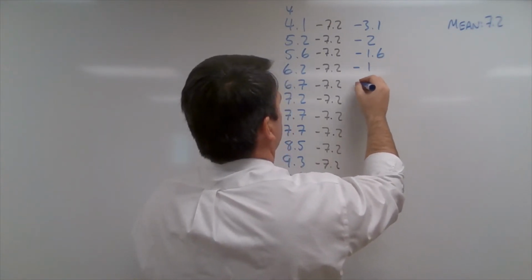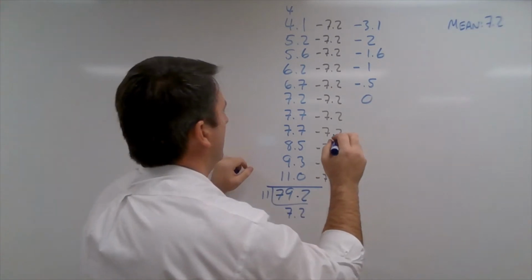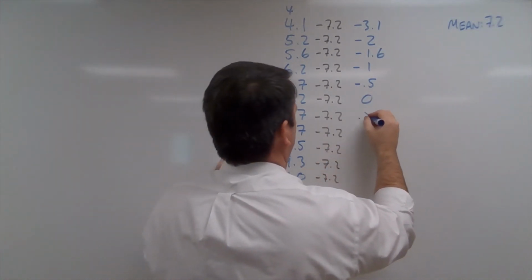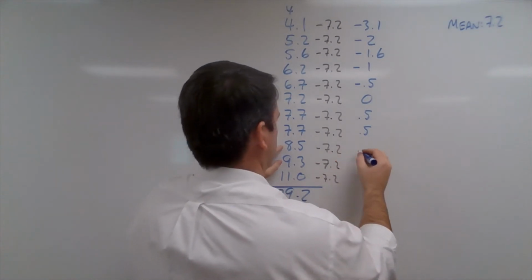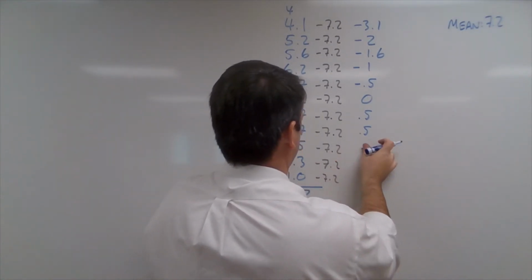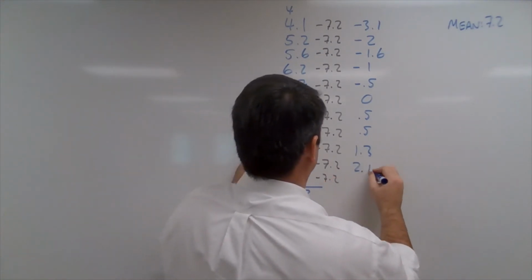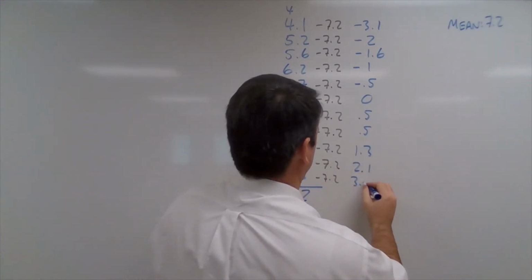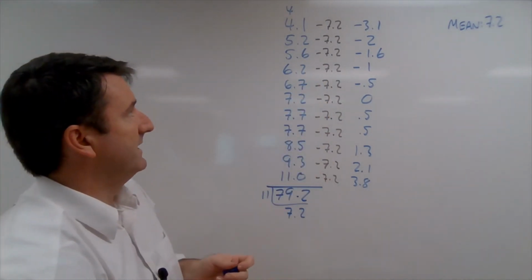1, negative 0.5, 0, and then 0.5, 0.5. Sorry, not negative, this is going to be positive 1.3, and then 2.1 and 3.8. So those are all the deviations from the mean.